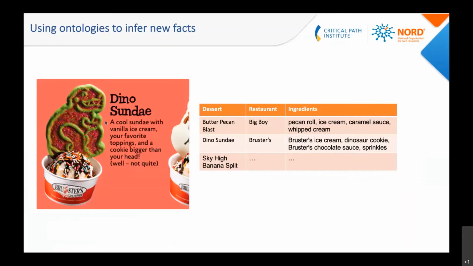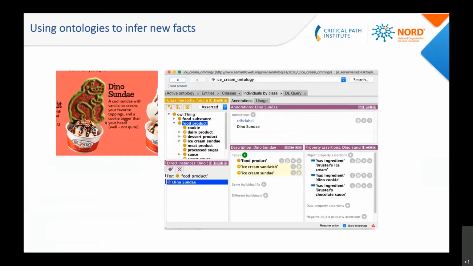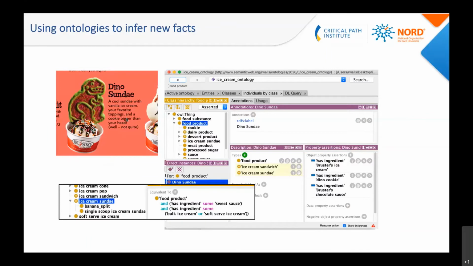Taking that into an ontology, now I'm showing the interface for a popular ontology tool called Protege. You can see that I've created an instance or an individual called Dino Sundae, and all the way on the bottom right, I've written logical axioms in my ontology, so computerized code that tells the computer that my ice cream sundae has ingredients ice cream, Dino cookie, and Brewster's chocolate sauce. I've left off the sprinkles for brevity here. And then I've written a definition for what an ice cream sundae is that says an ice cream sundae is a food product that has the ingredients some sweet sauce and has an ingredient some bulk ice cream or soft serve ice cream.